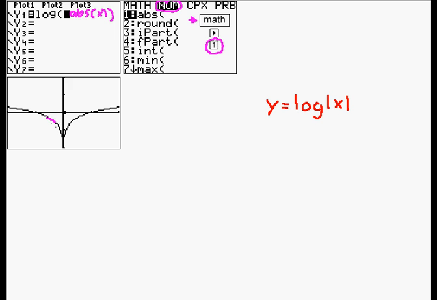As this approaches 0, either from the left or from the right, the logarithm is undefined. Notice that it passes through that point right there, -1, 0, and then 1, 0. And we see that we have a pole or asymptote there at x equals 0.